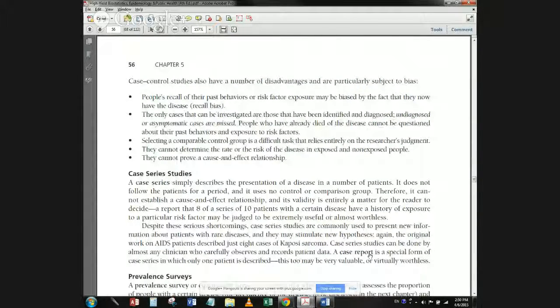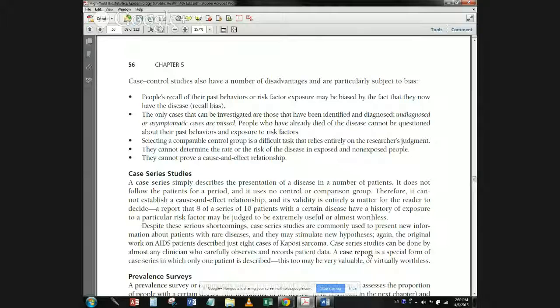Case control studies also have a number of disadvantages and are particularly subject to bias. For instance, people's recall of their past behaviors or risk factor exposure may be biased by the fact that they now have the disease. This would be a recall bias. The only cases that can be investigated are those that have been identified and diagnosed. Undiagnosed or asymptomatic cases are missed. People who have already died of the disease cannot be questioned about their past behaviors and exposure to risk factors.